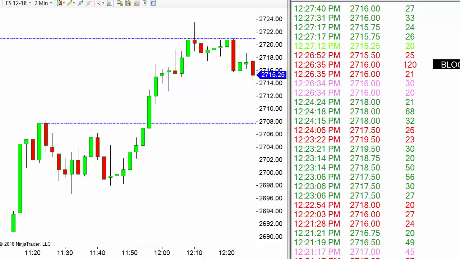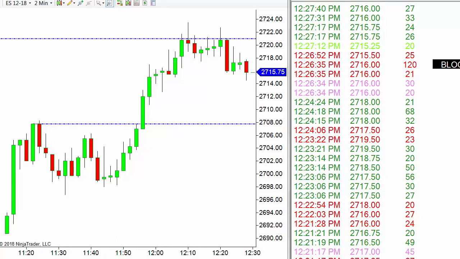Okay, so as we're looking at this, you can see we've got some green orders coming in, some buying, some selling, etc. But another thing I want to point out is I have filtered my time and sales window. So you'll notice that the smallest number there is 20 contracts.